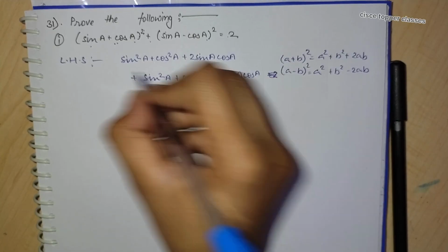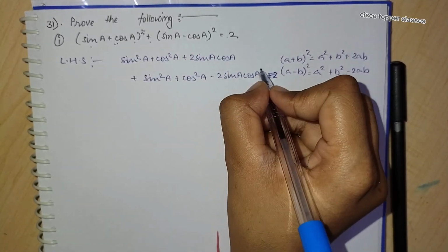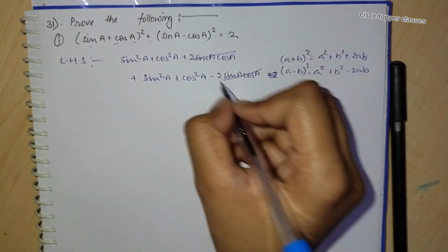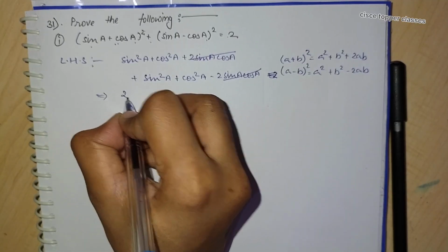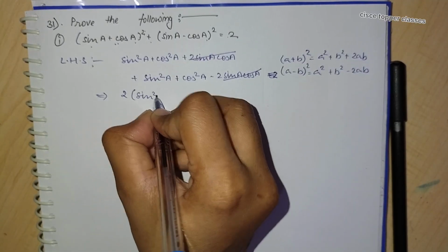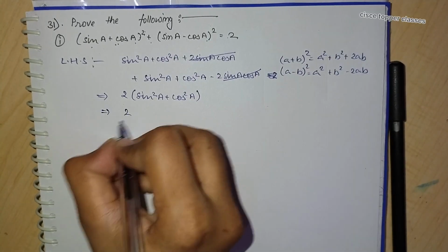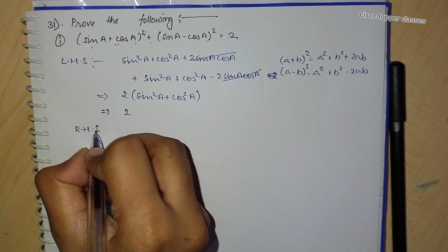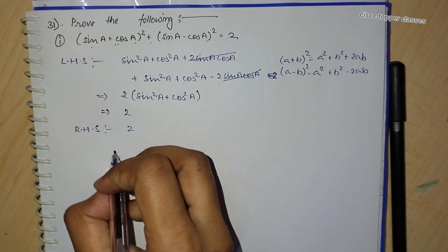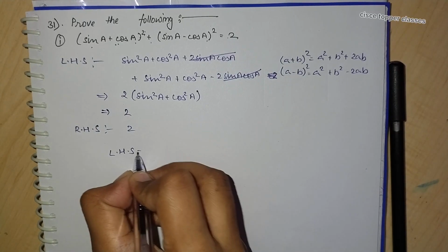We have to prove. So firstly we are taking the LHS part, so this will cancel out: 2 sin A cos A plus 2 sin A cos A and minus 2 sin A cos A. So here we can write 2 (sin square A plus cos square A). So this will be 2, and here RHS is 2, so we can write LHS is equal to RHS from that.